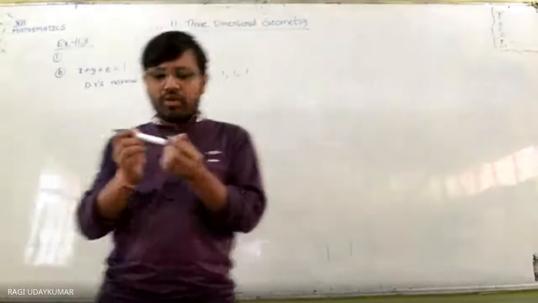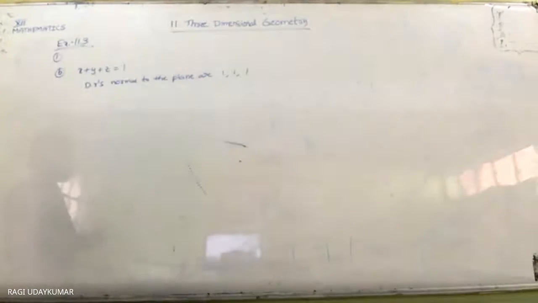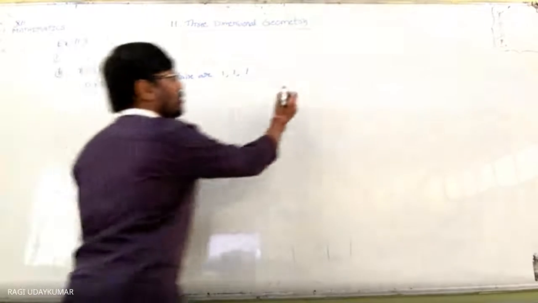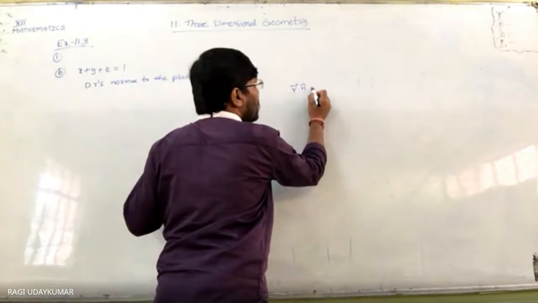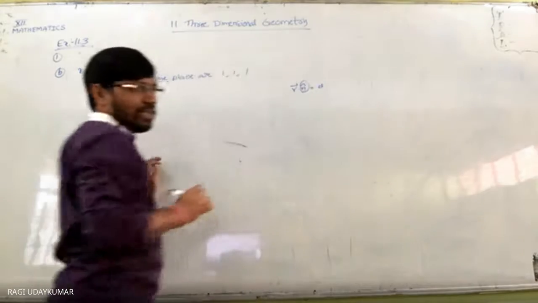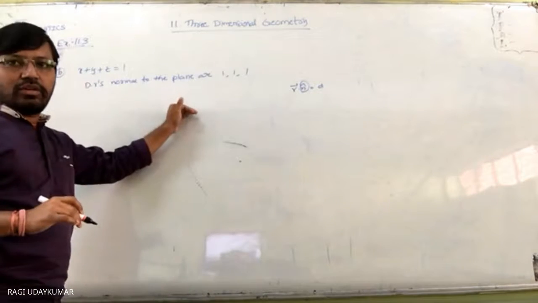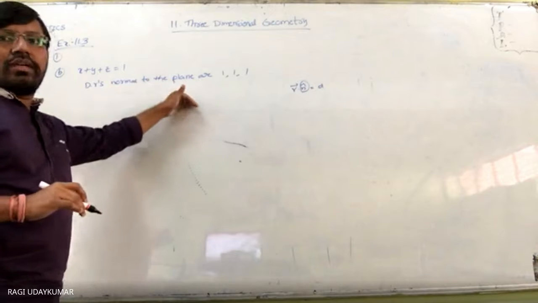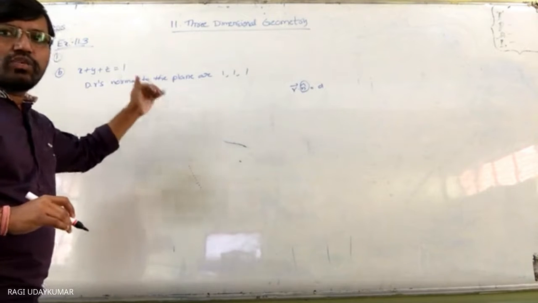So now here we have to express the equation into the normal form, r bar dot n cap is equal to d, where this vector should be a unit vector. So direction cosines should be found out. Direction ratios are given to you, so how do you find the direction cosines?